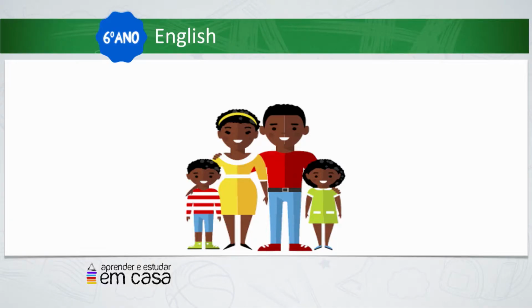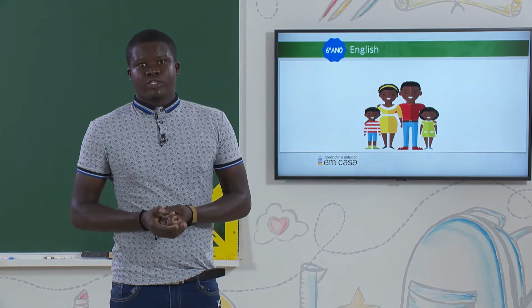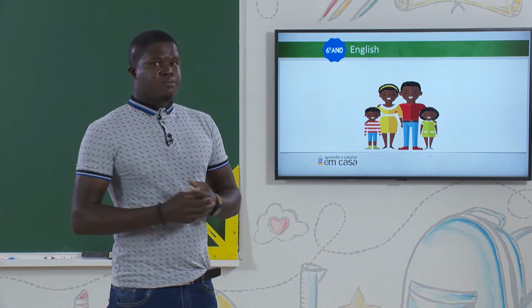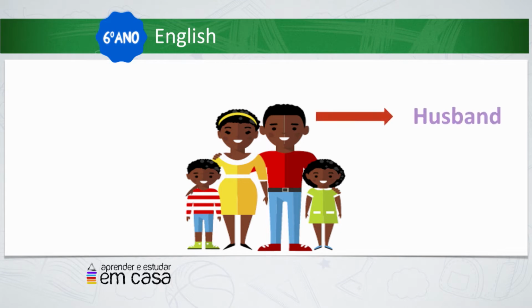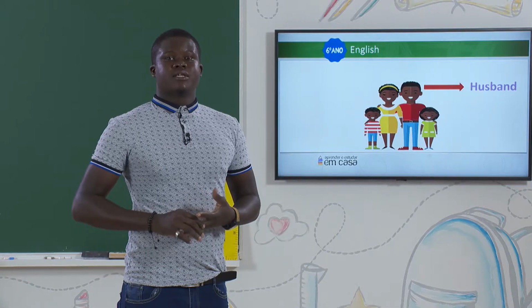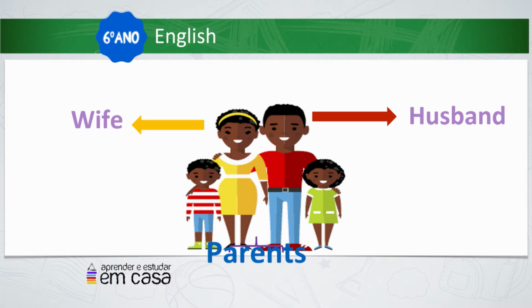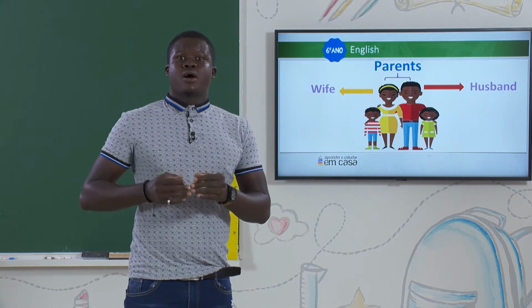First, we have this normal family, a traditional family. Remember, we have the father, the mother, brother, sister, and these are the basic vocabulary you studied in the 5th grade. So today we will look at the relationship among the members of the family. So the father is known as the husband. The father is the husband. The mother is the wife. And together they are parents. Why are they parents? Because they have children. So if they have children, they are parents.